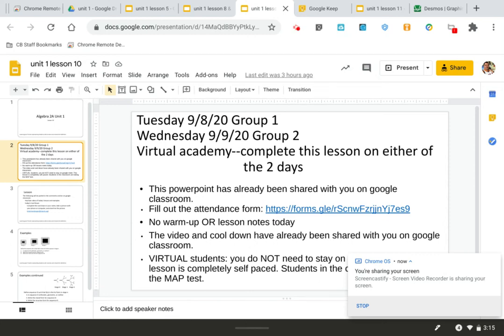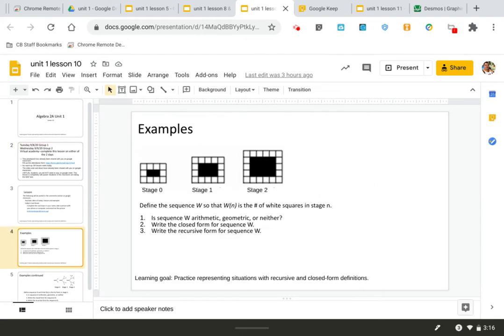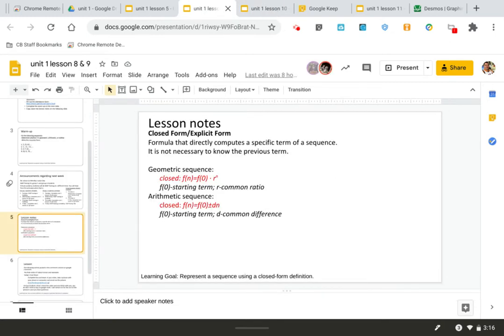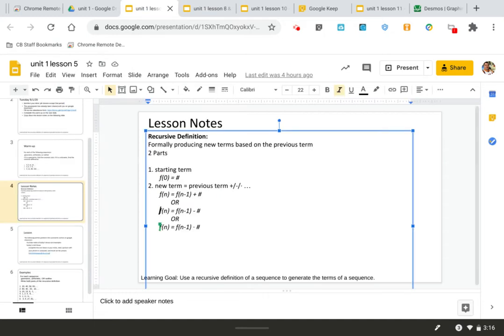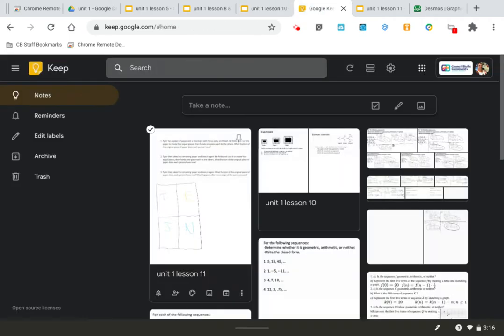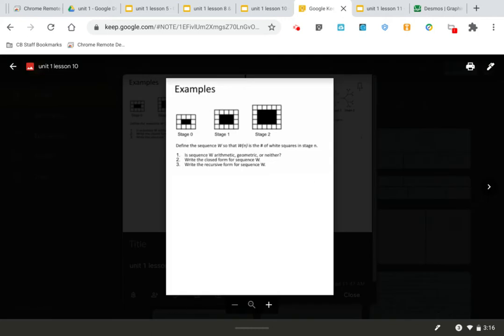All right, so today we are doing lesson 10, unit 1, and there are no new lesson notes today. Basically, we're just going to be looking at two specific examples of visual patterns or visual sequences and applying our knowledge from last week, so our knowledge of the closed or explicit form and our knowledge of the recursive form or definition. So let's take a look at our examples here, starting with the first one. So let's pull that up.